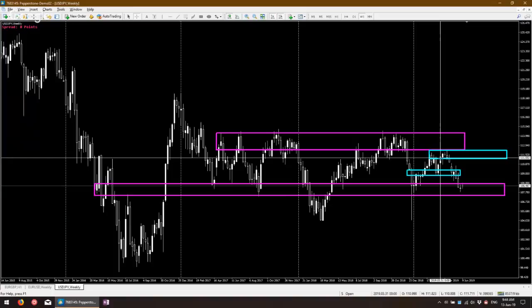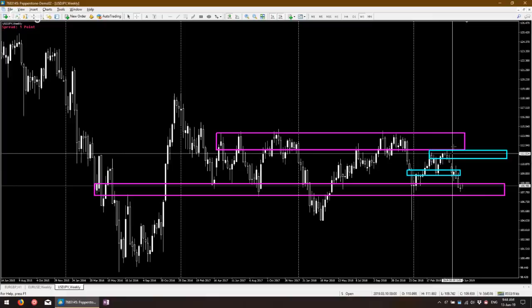Exactly. Based on my rules, I need two touches, and with two touches around that area, that's a zone, right? So here we had some touches, but it's just less major, minor or not that.